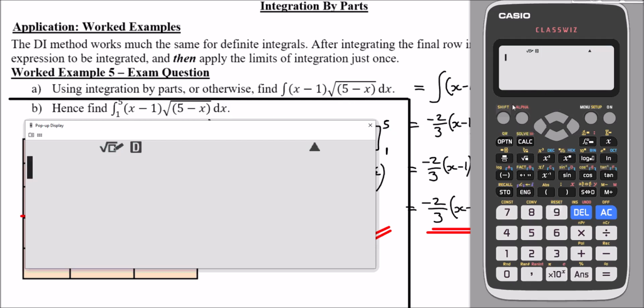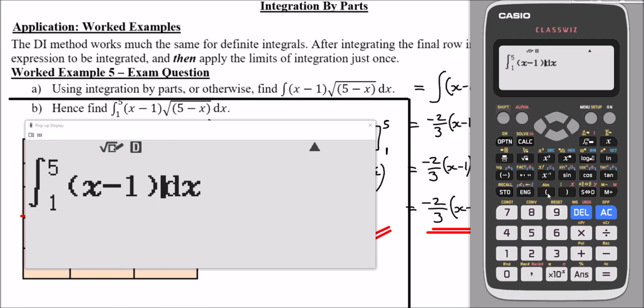On mine, we have an integral button here, so I'm going to input the higher limit of 5, the lower limit of 1, and then the first bit was x minus 1, so alpha x minus 1, close bracket, open bracket, 5 minus x, so 5 minus alpha x, close brackets, and then because it's a square root, I'm going to say it's to the power of a half.